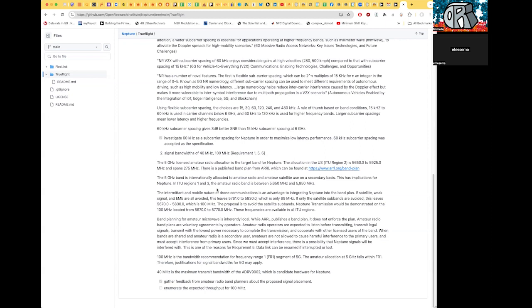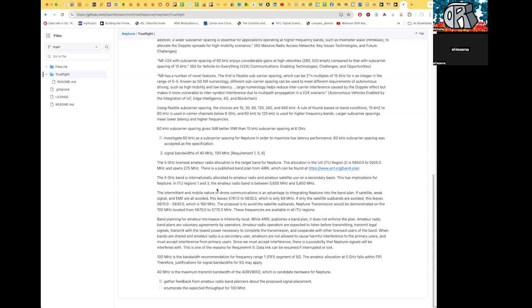Sounds good. At the very bottom of this signal bandwidth section were two action items to gather feedback from the band planners about the proposed signal placement, which I did, and lots of different interesting stories there. But in general, we're good. Are we going to itemize that information or publish it? Yeah, it was a remarkable set of conversations with some people.